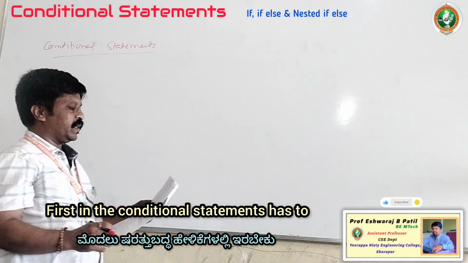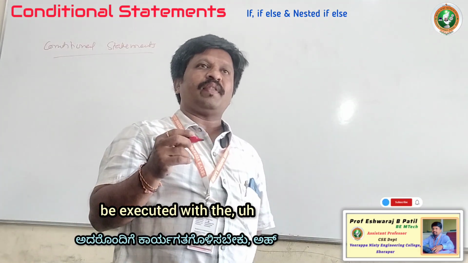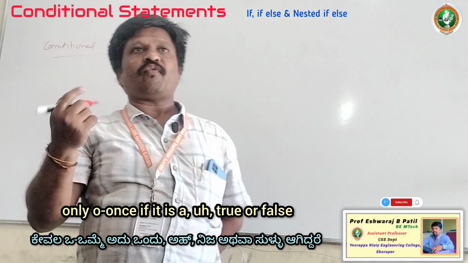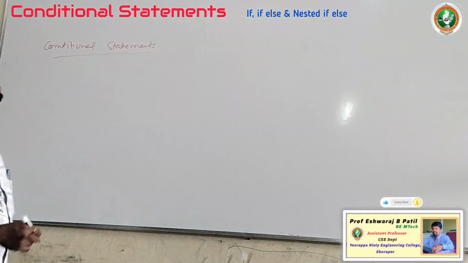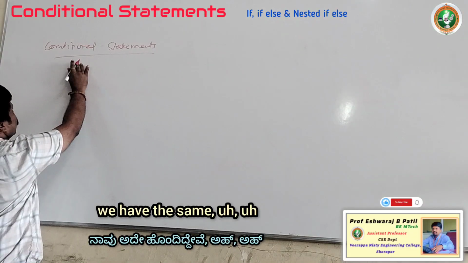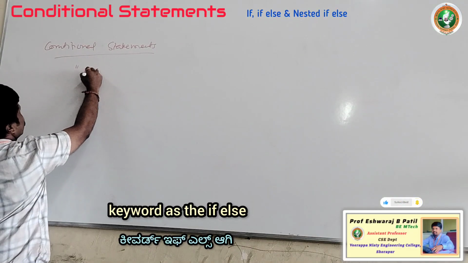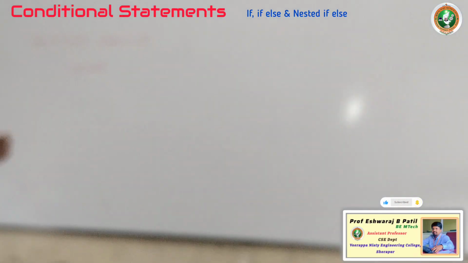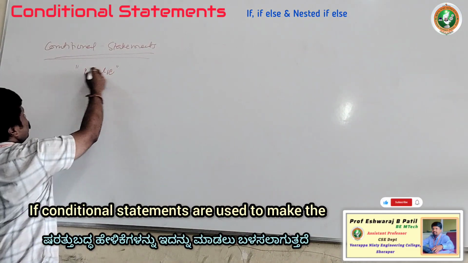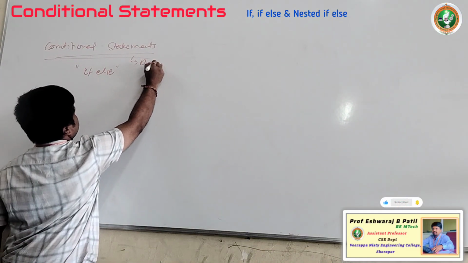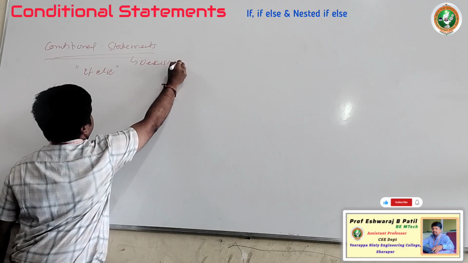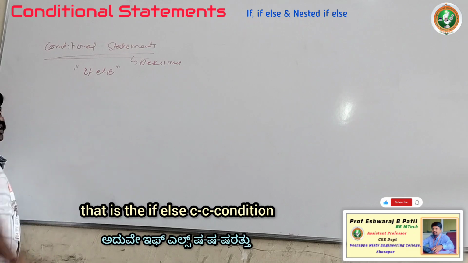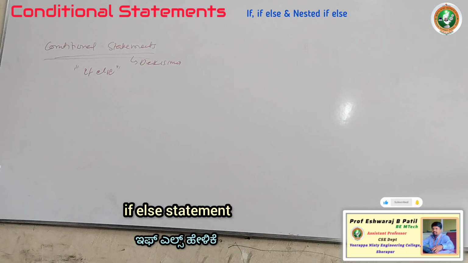In conditional statements, the code is executed only once, depending on whether the condition is true or false. For the conditional statement, we have the keyword if else. If else is the keyword for conditional statements, which are used to make decisions.